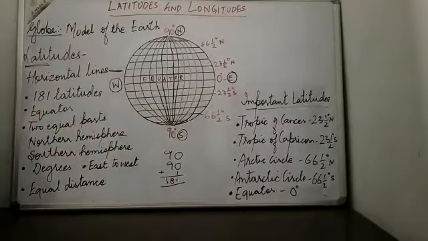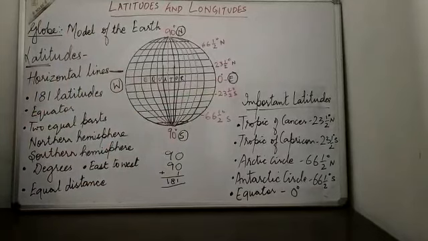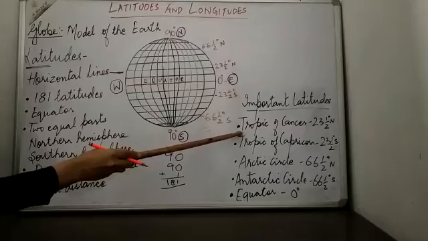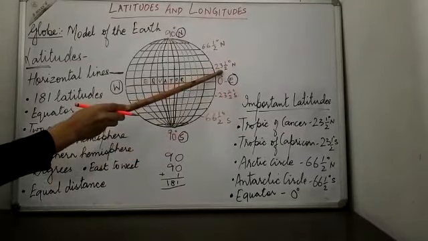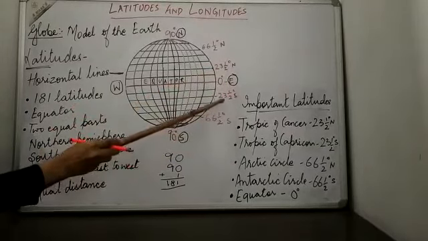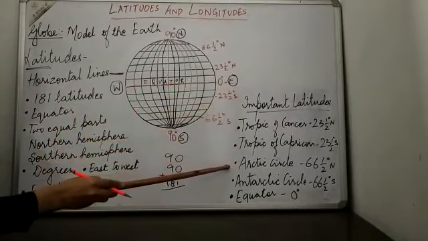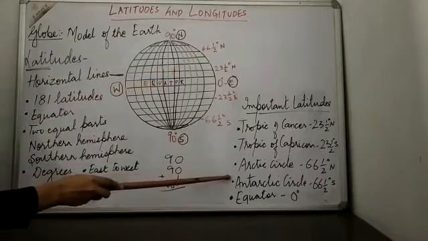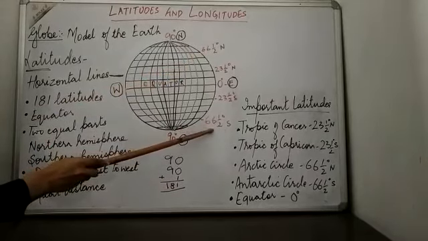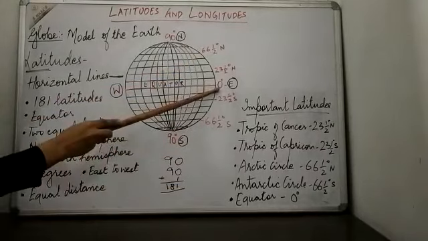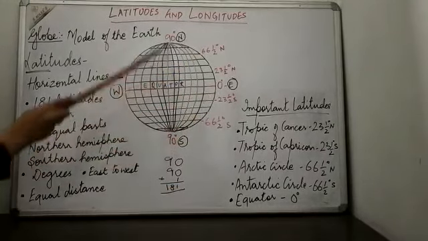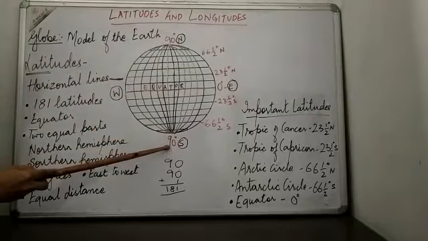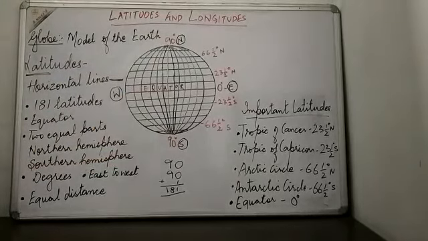I repeat, we have 5 main latitudes. First is the Tropic of Cancer, that is 23.5 degree north. Tropic of Capricorn, 23.5 degree south. Arctic Circle, 66.5 degree north. Antarctic Circle, 66.5 degree south. Equator, 0 degree, and these are poles. This is the North Pole, this is the South Pole, that is 90 degree. Right? Let's do a quick recap.